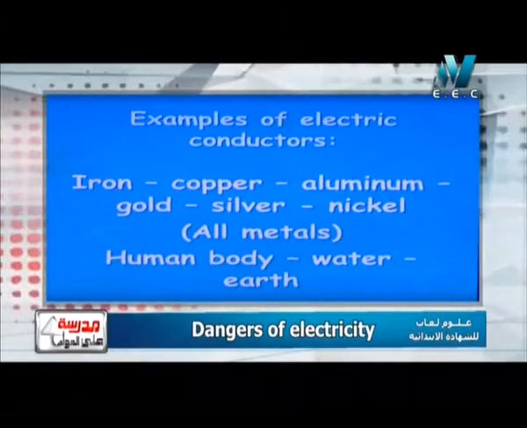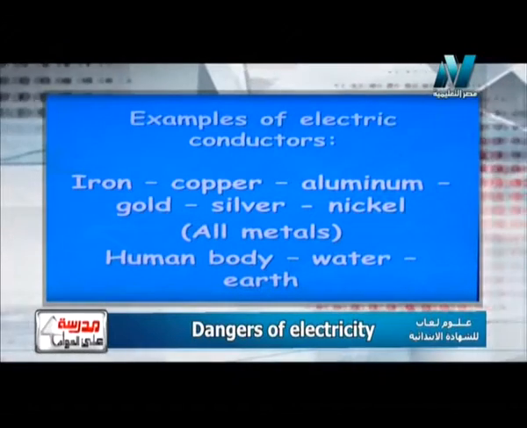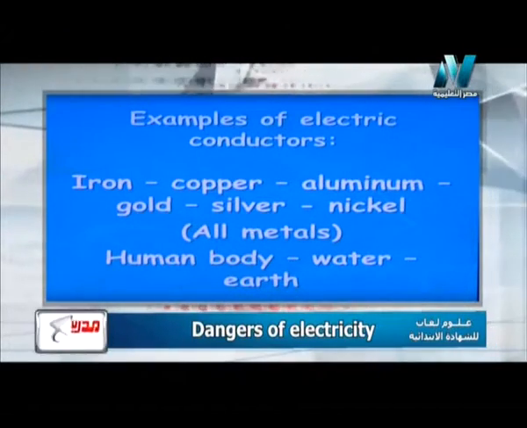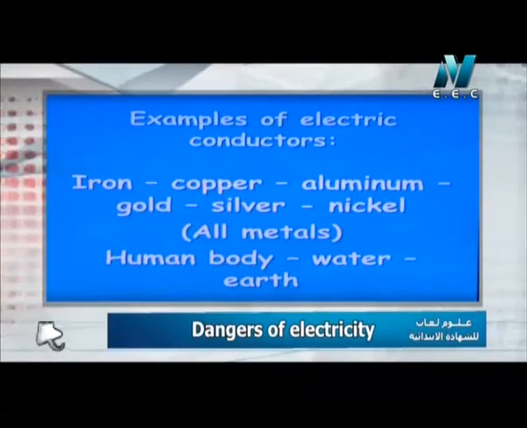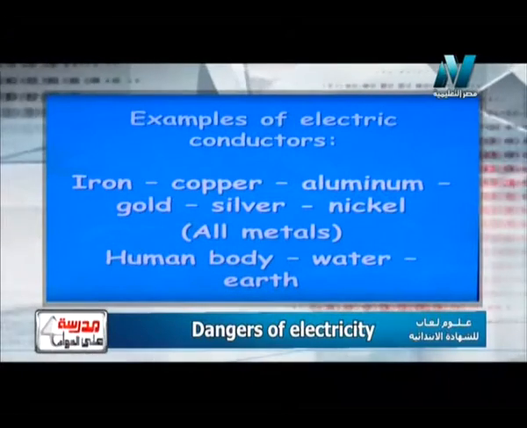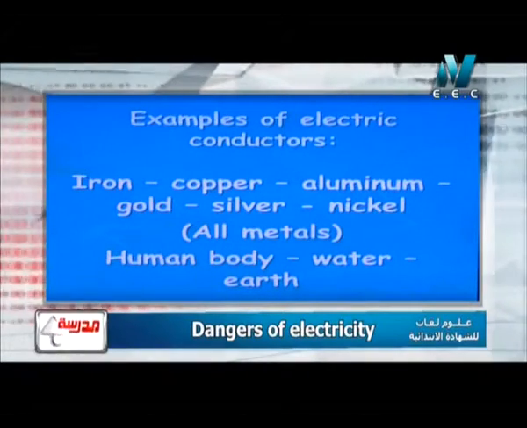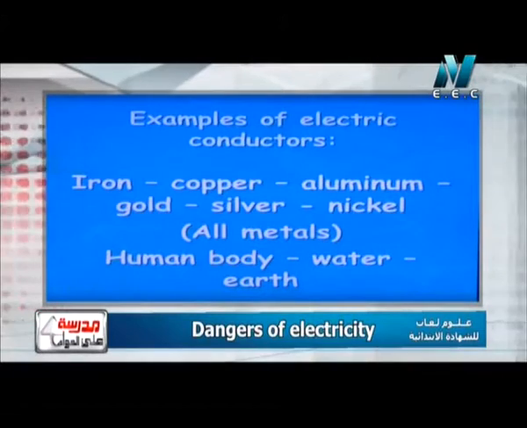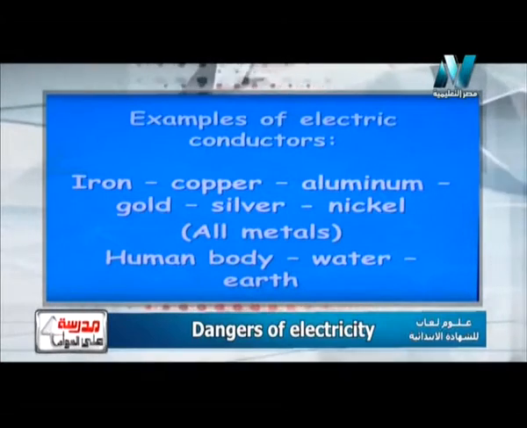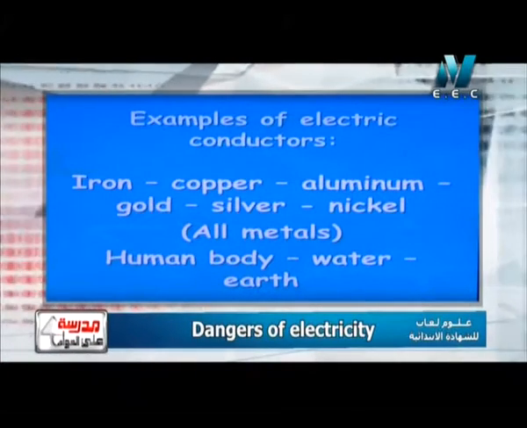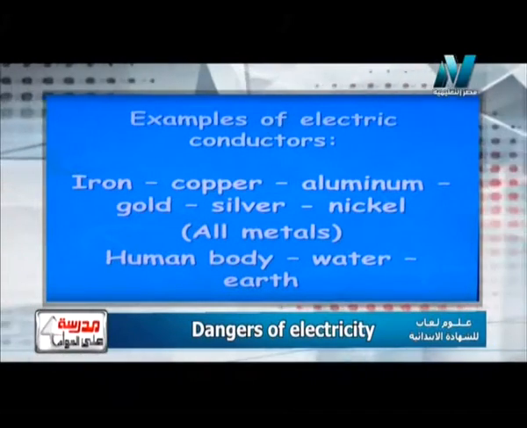And we have other materials such as the human body. Our body itself is a conductor of electricity. So we must take care that electric current mustn't touch our body, because the human body is a conductor of electricity. Water, and earth itself, because earth contains salts and many minerals such as metals, so it is a conductor of electricity.